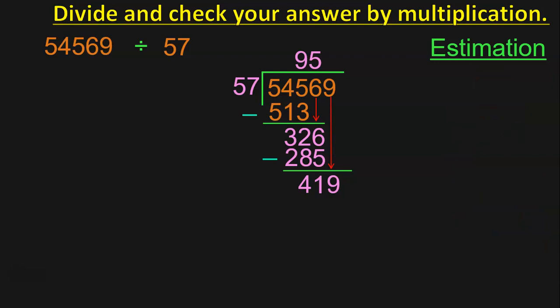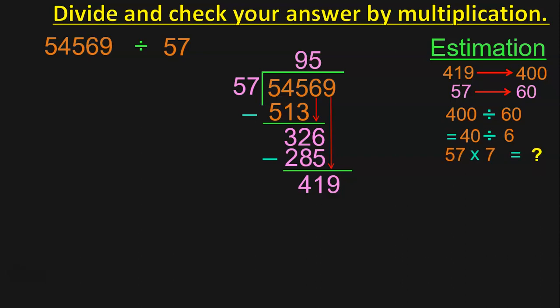Once again, we'll have to find out how many 57s are required to make 419. Rounding off 419 to the nearest hundreds will give you 400. Rounding off 57 to the nearest tens will give you 60. So 400 divided by 60 is 40 divided by 6. 6 6s are 36. 6 7s are 42, which is bigger than 40. But then let us try now first with the bigger number. 57 into 7. 7 7s are 49. 9 carry over 4. 5 7s are 35 and 35 plus 4 will give you 39.